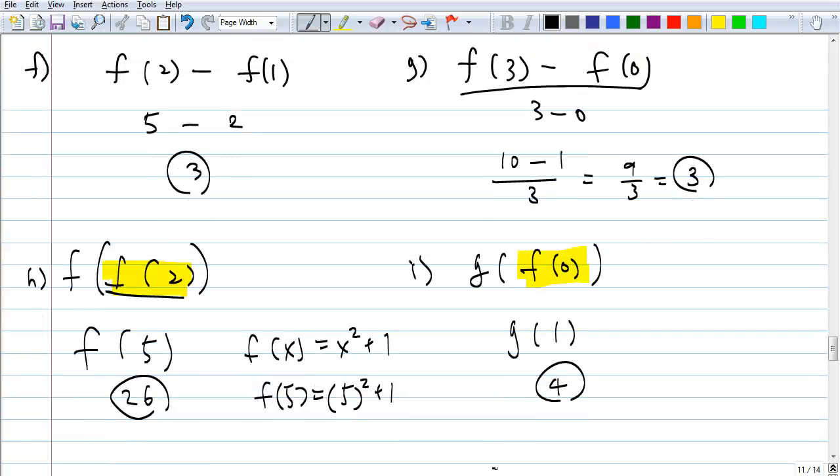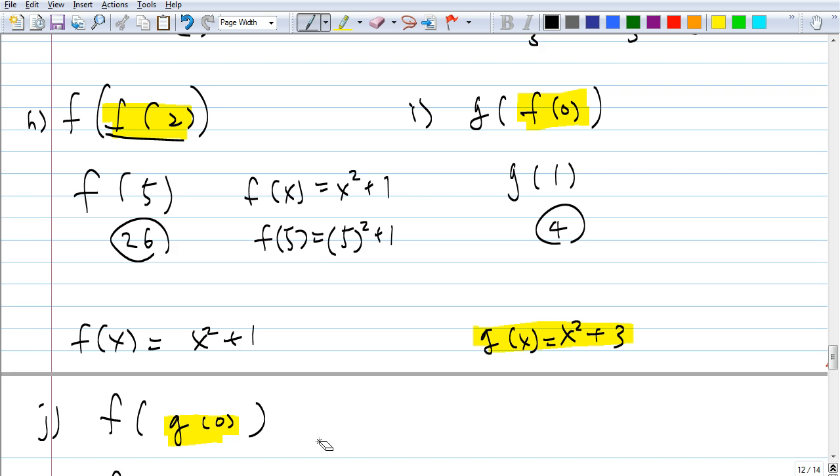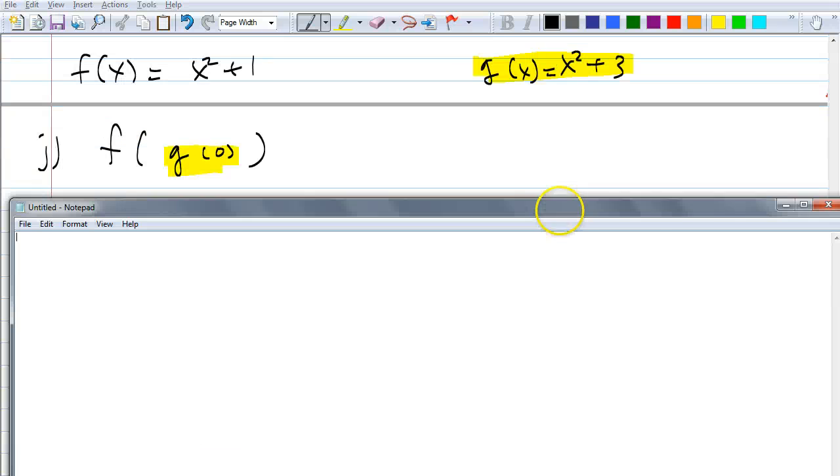Okay. Try this one now. Let's see if you really got this. J. We're using the same functions as before. It looks similar, but it's different. Let's see if you actually understood the previous one. If you could do this one here, you should be fine.